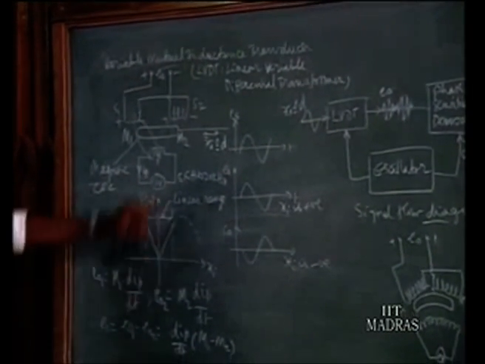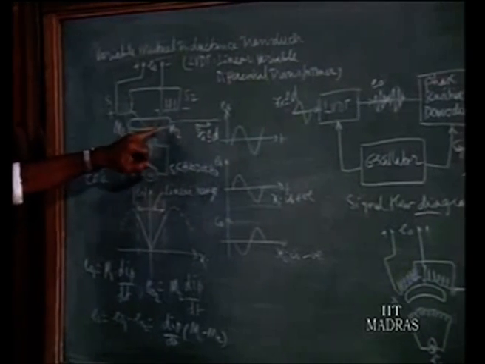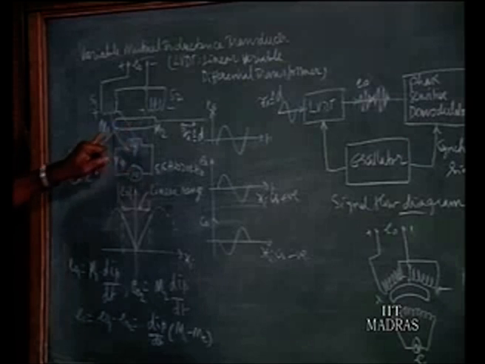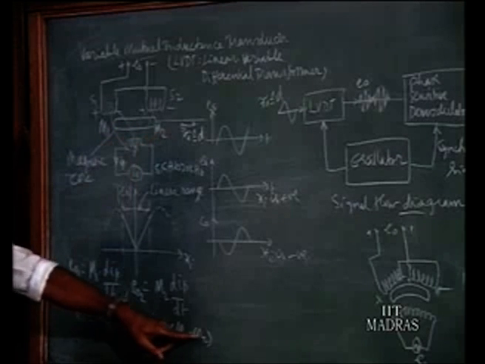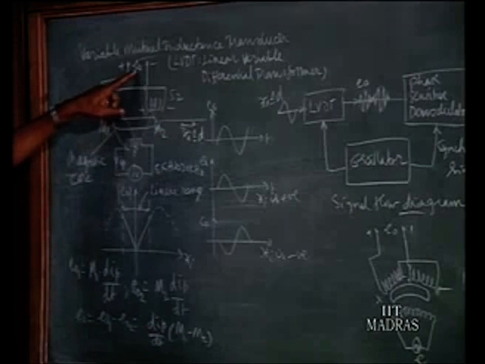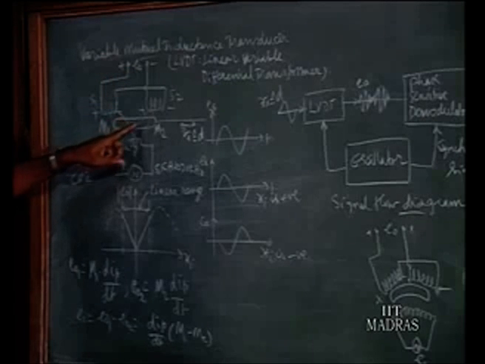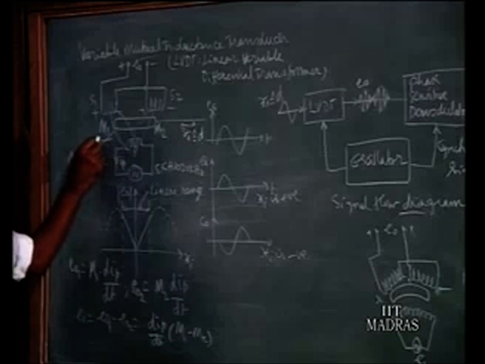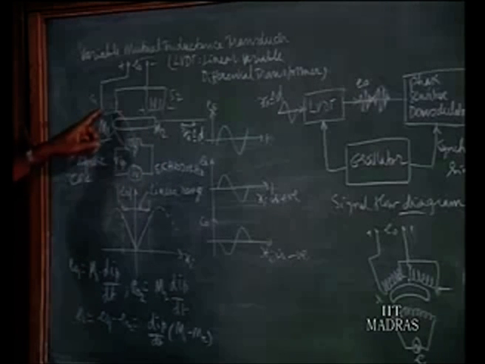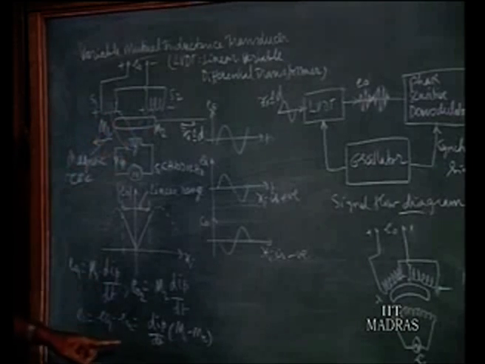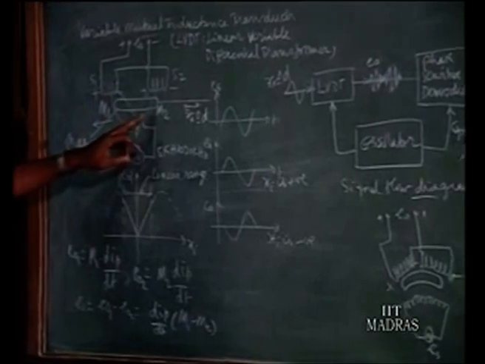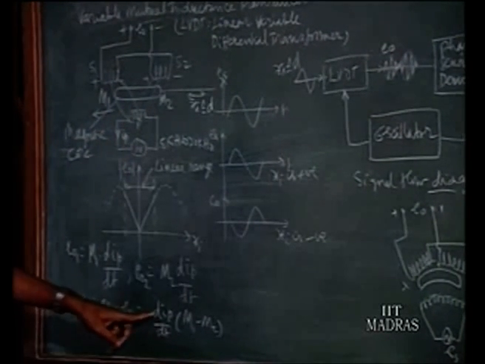Now when we change the displacement, suppose Xi is 0, that is the core is at the middle, then you will find M1 is equal to M2, and EO is 0. Now when we give a displacement, suppose we move this core towards S1, in this direction, then you will find mutual inductance M1 is more and M2 is small, so EO1 is larger than EO2. That difference between these 2 will appear.